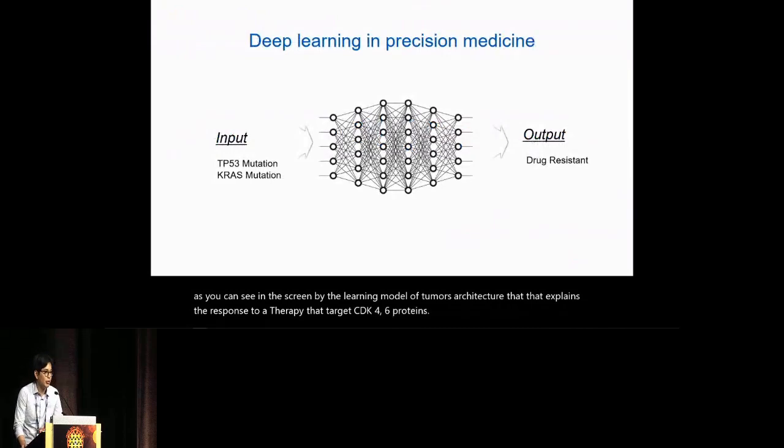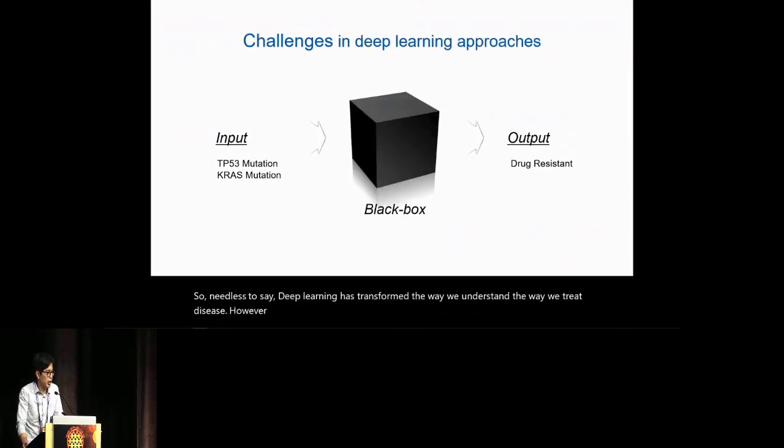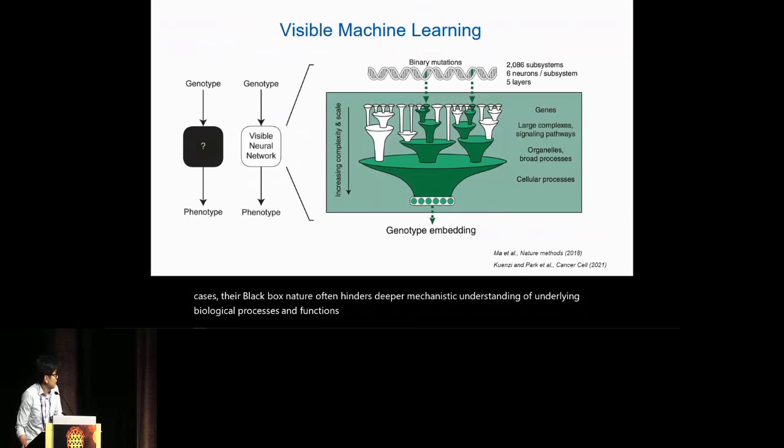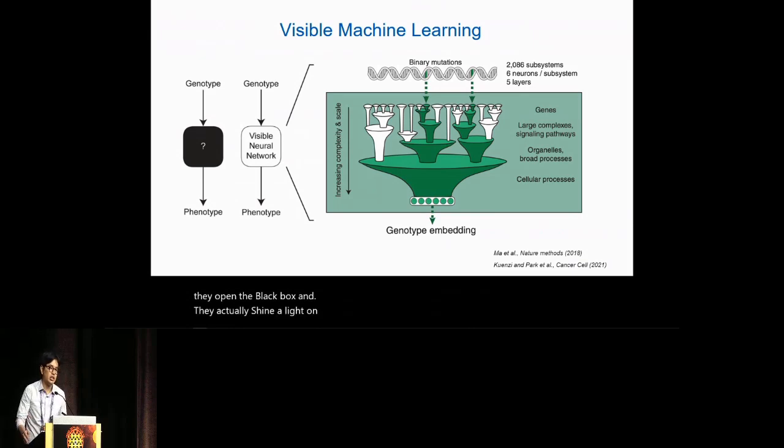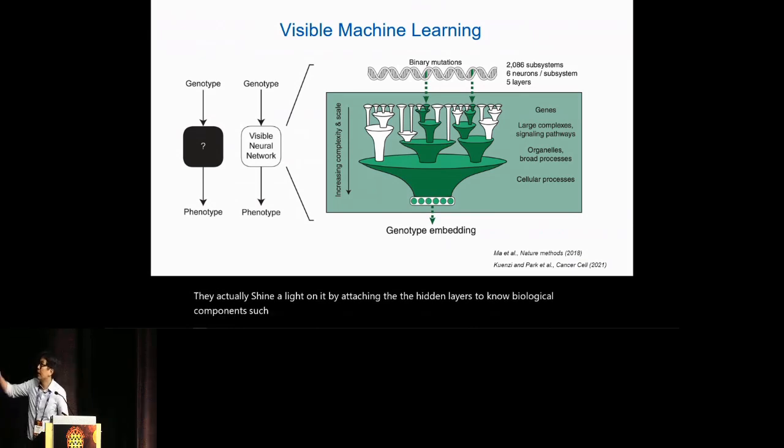Needless to say, deep learning has transformed the way we understand and treat disease. However, in most cases, from a biological point of view, their black box nature often hinders deeper mechanistic understanding of underlying biological processes and functions. The pioneers in the lab, some of whom are sitting right here in this room, have established a framework called visible machine learning, where they open the black box and shine a light on it by attaching the hidden layers to known biological components such as genes and pathways, and broad processes such as organelles like mitochondria and nucleus, and ultimately to a cell.